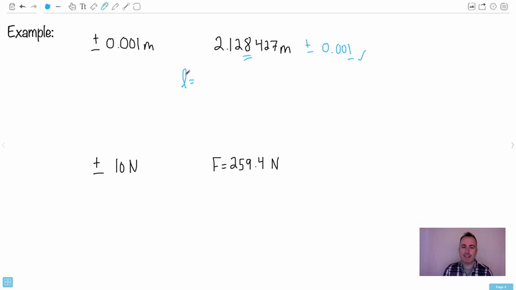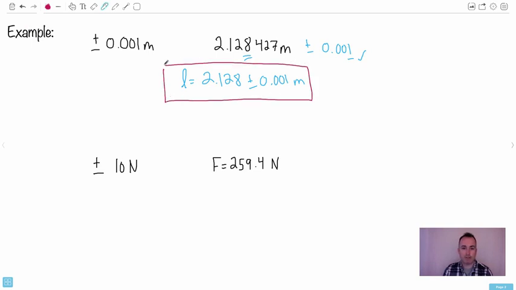So what that means is I can say my value is L equals 2.128. I have to stop there. I would round up or down; in this case, I just leave it. Plus or minus 0.001 meters. This could be my final answer. Because if you're checking whether someone did it right, you first check, is it one non-zero number? Yes. Are you rounding on the same digits? In other words, 3 after the decimal, 3 after the decimal? Then you got it.